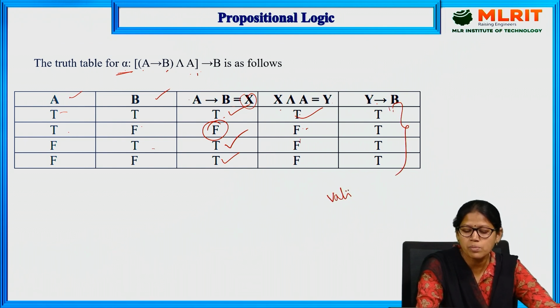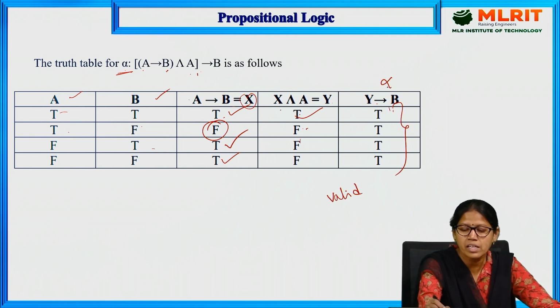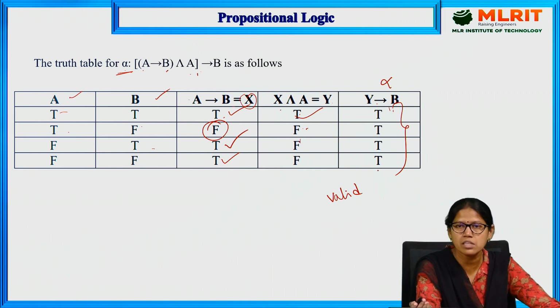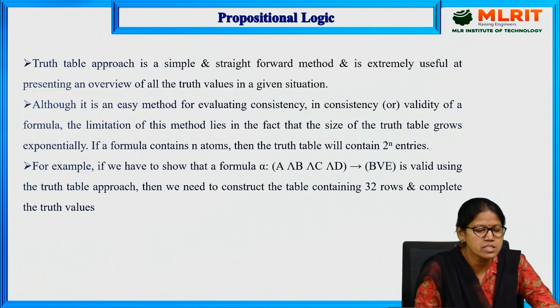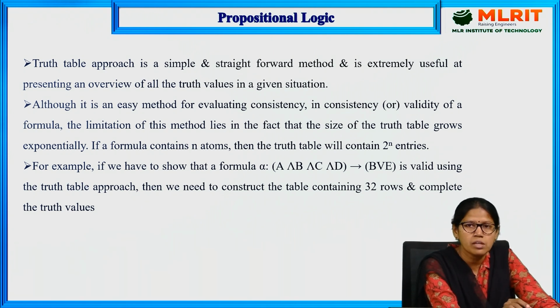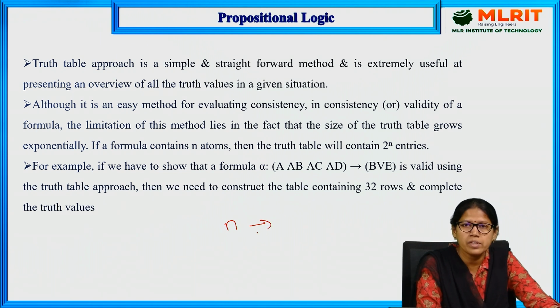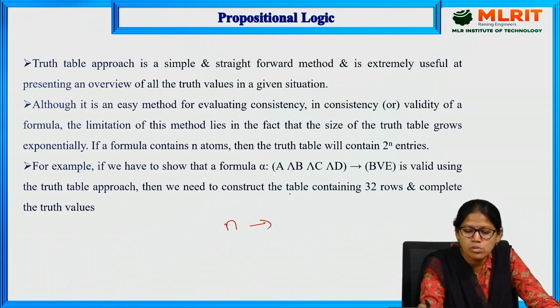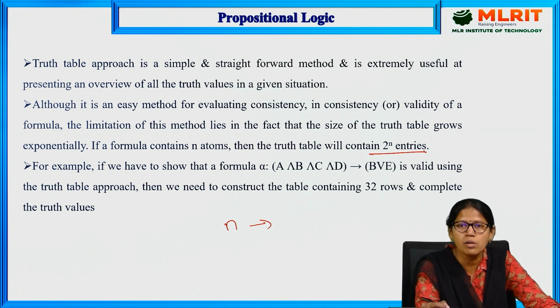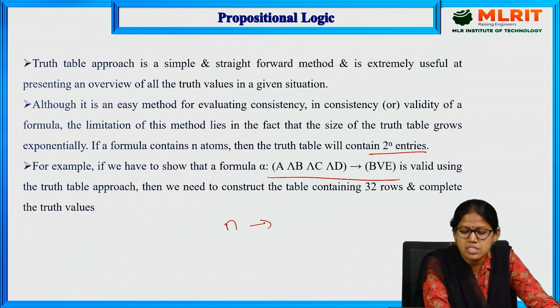Why is it said to be valid? Because alpha interprets all the cases, and each row interpretation is true. Then it is said to be a tautology. When it is a tautology, then it is a valid formula. Okay, let's see. In the truth table approach, for example, if there are n atoms, then how many interpretations are there to find out something? Here it is 2 to the power of n entries we need to compute. So if you see this formula, then we need to find out the result.